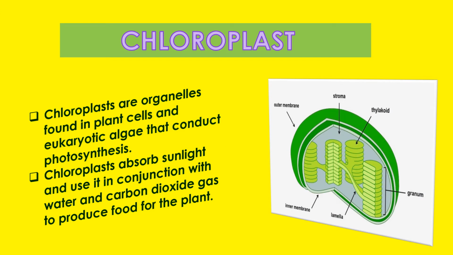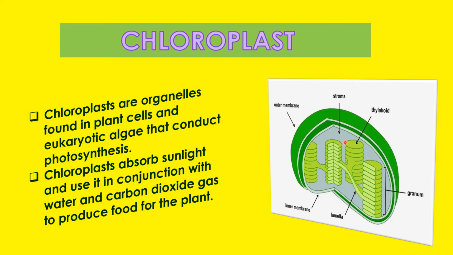Chloroplast is an oval-shaped organelle found in the photosynthesizing cells of leaves and young stems. Chloroplasts are also found in algae, a group of lower plant-like organisms. The chloroplast has a double-layered membrane that surrounds a ground substance called stroma or matrix.